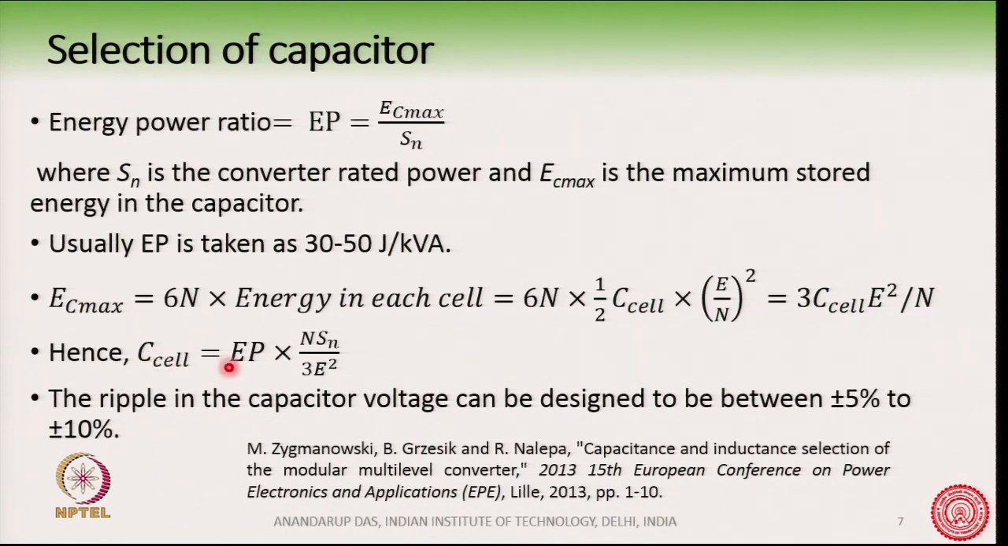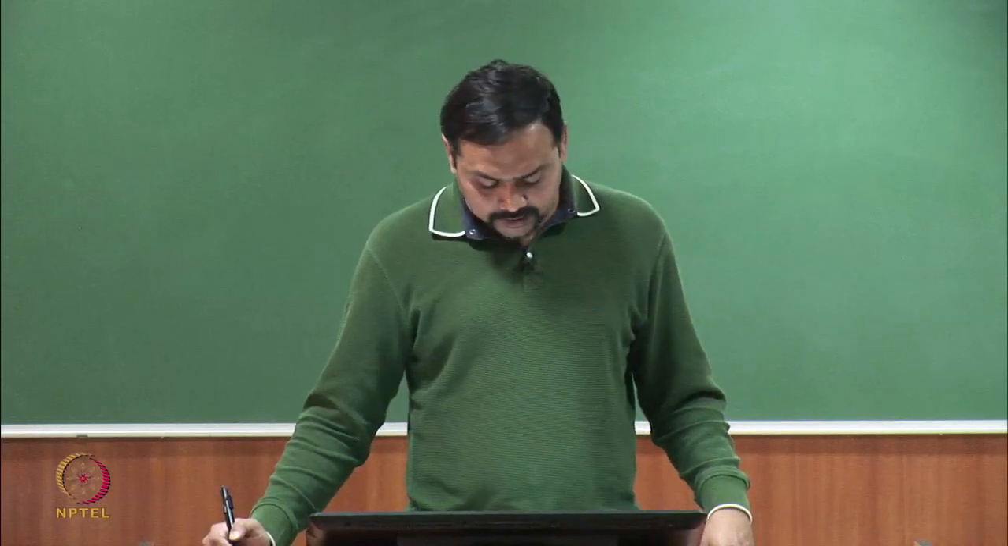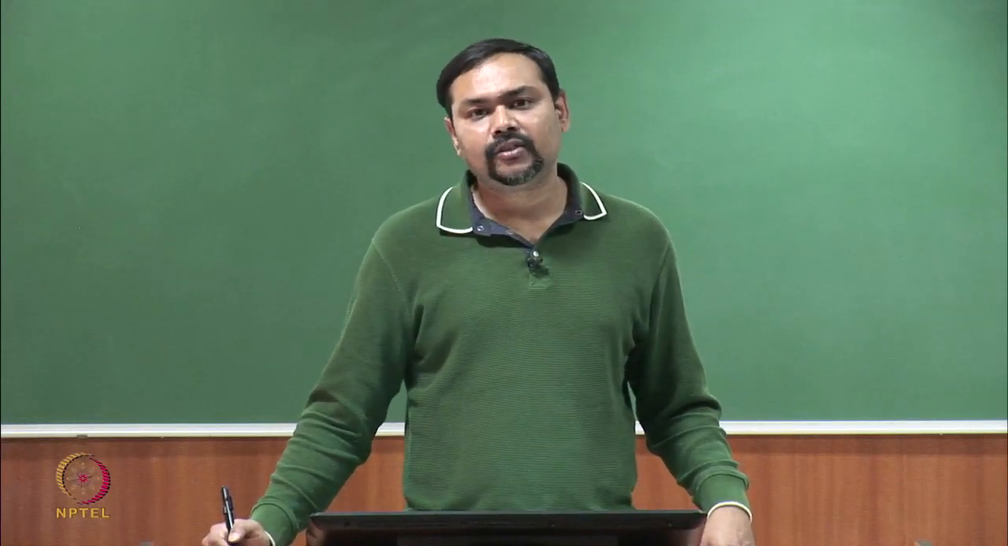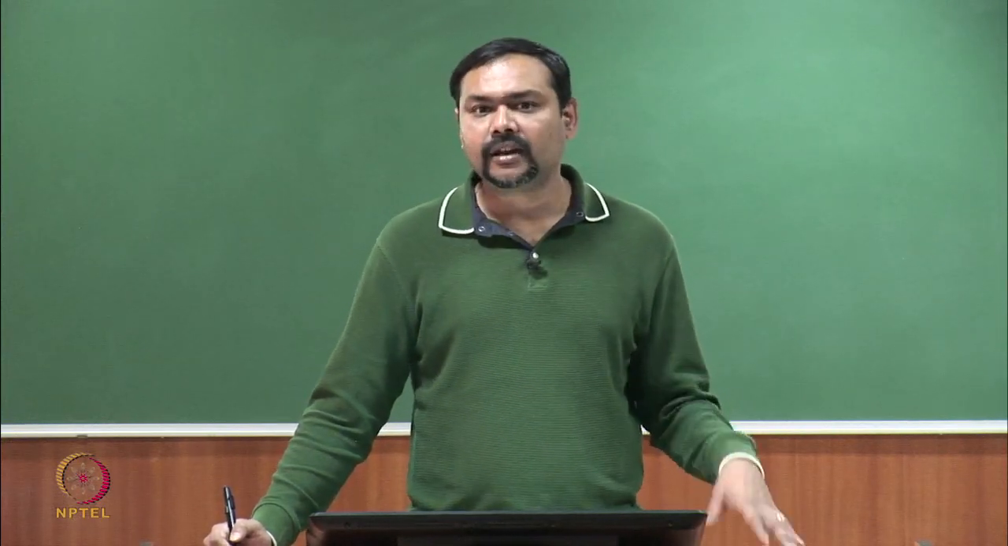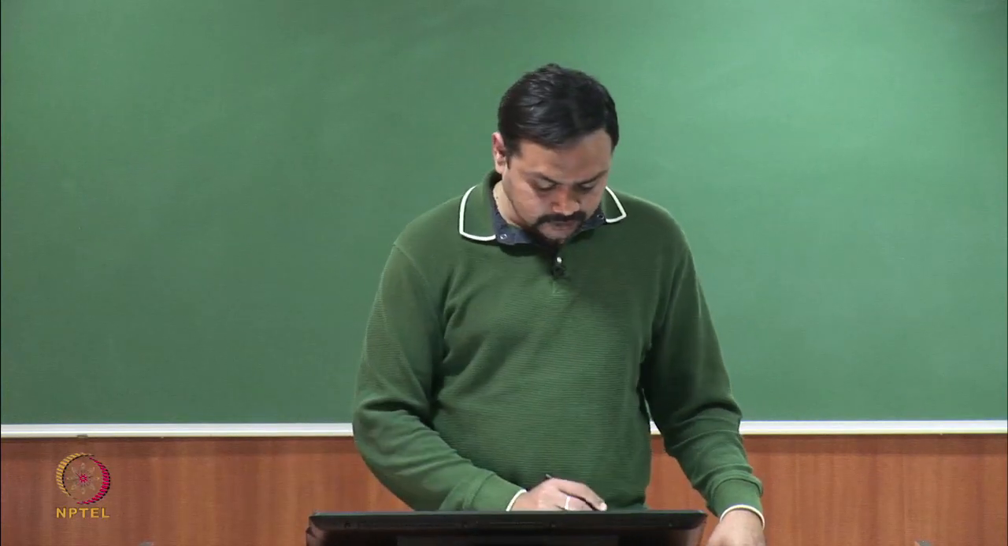Therefore, the C cell is EP into N Sn divided by 3 E square. So, now you choose the value of EP between 30 to 50 joule per kVA, and hence you will know the value of C cell. And you have to choose this value of C cell and check with simulations what the ripple comes out to be, and the ripple in the capacitor voltage can be designed to be plus minus 5 to plus minus 10%. So, this is a very rough design guideline that we follow.